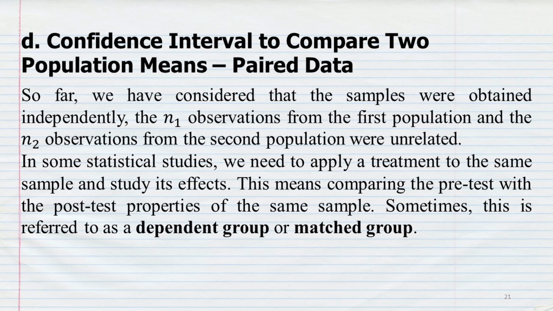D. Confidence interval to compare two population means, paired data. So far, we have considered that the samples were obtained independently. The N1 observations from the first population and the N2 observations from the second population were unrelated. In some statistical studies, we need to apply a treatment to the same sample and study its effects. This means comparing the pre-test with the post-test properties of the same sample. Sometimes this is referred to as a dependent group or matched group.